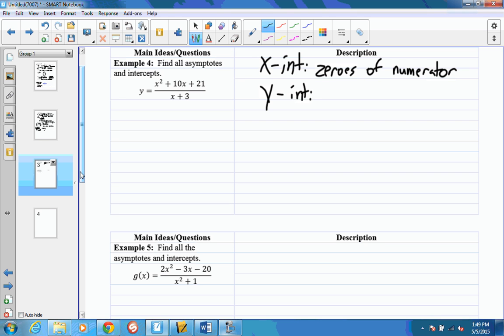A y-intercept is where my function touches the y-axis, right? So what is my value for x when it touches the y-axis? Not specifically in this one, just in general. If my graph touches the y-axis, what is x? 0, right? That's where x equals 0. All you're going to do to find y-intercepts is take your original equation and plug in 0 for x.